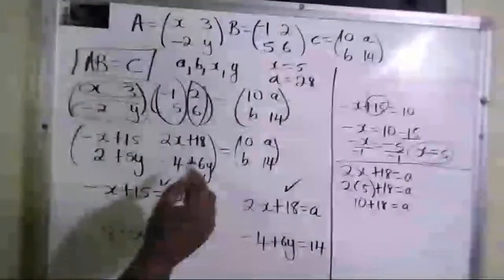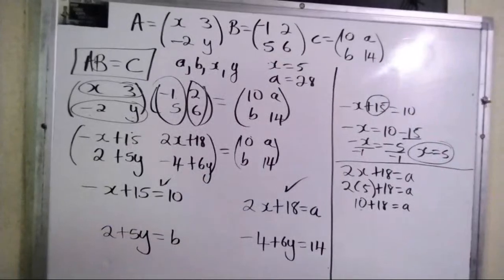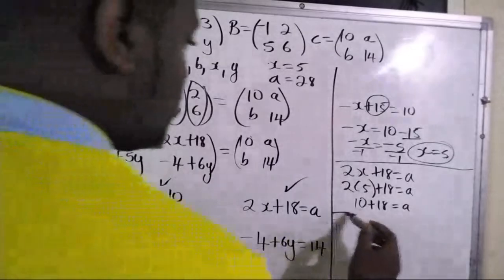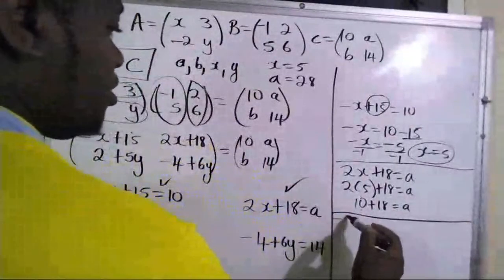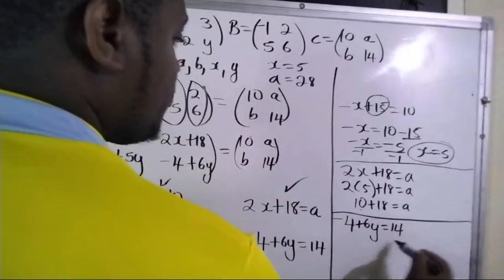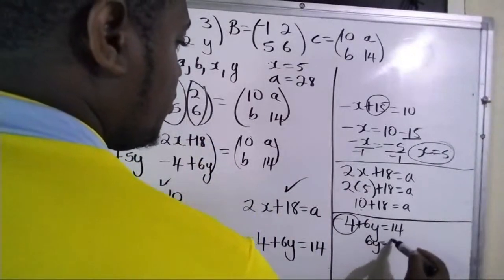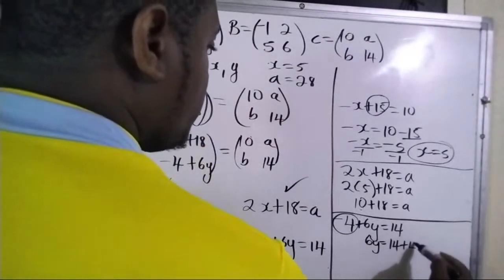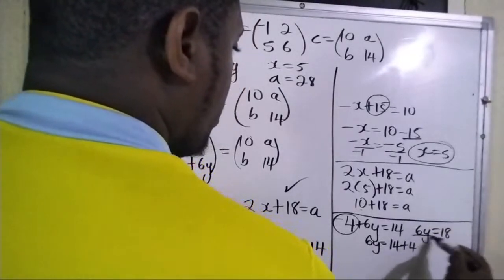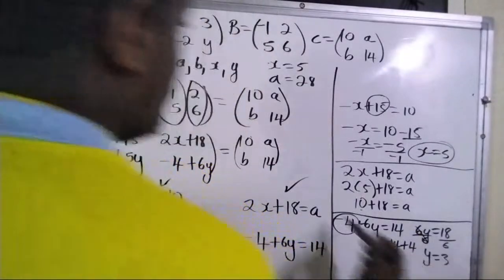and x. So let's focus on finding y. So we have negative 4 plus 6y equal 14. We add 4 to this side, so it's 6y equal 14 plus 4. So 6y equal 18. So y is equal to 3. So we know that y is equal to 3.